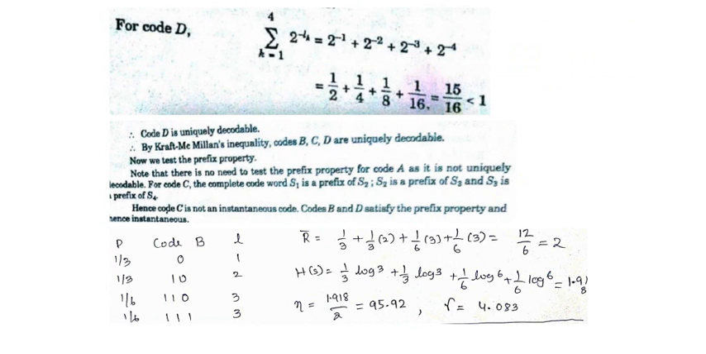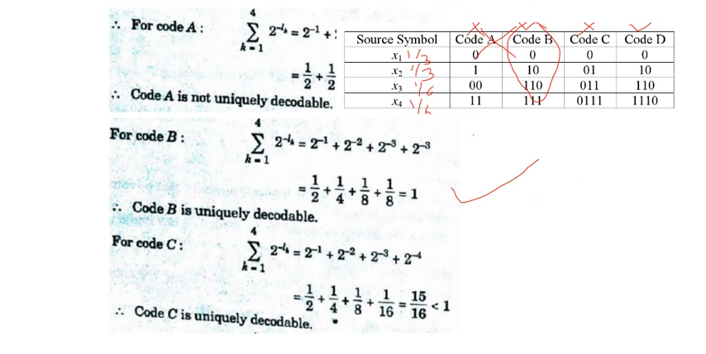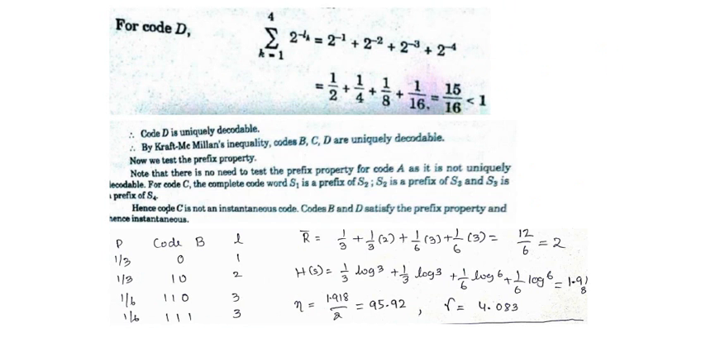Okay. And now as per the question, we should determine the average code length, coding efficiency, and redundancy of code B. So here we have code B consisting of code words 0, 10, 110, 111, and the probability of occurrence of these symbols will be 1 by 3, 1 by 3, 1 by 6, 1 by 6, and the lengths of these code words are 1 2 3 3.